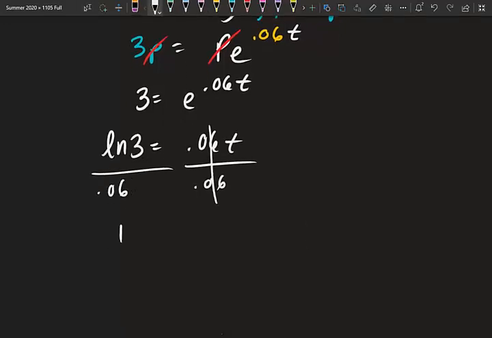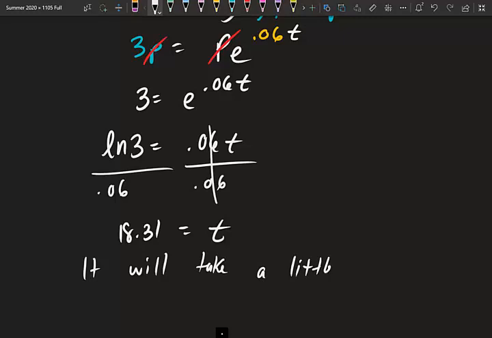And we get 18.31 is about t. So it will take a little over 18 years to triple your investment.